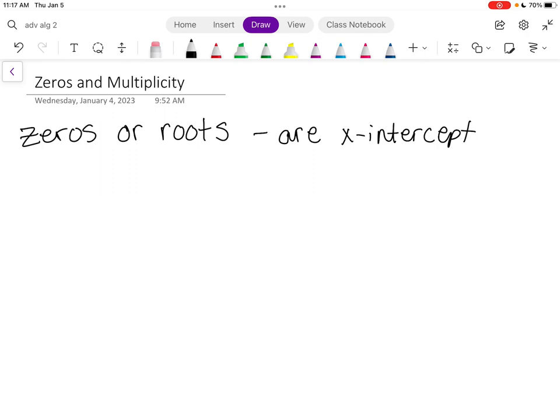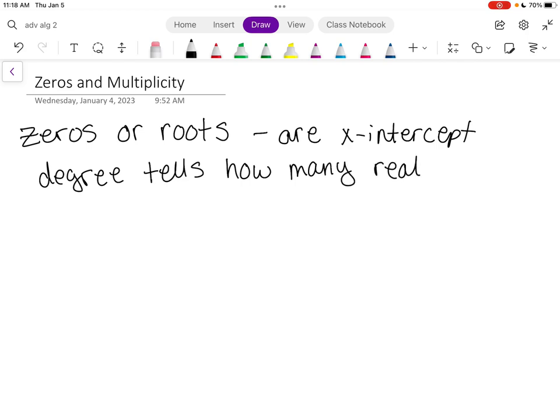root. Okay, the way to know how many possible zeros you can have will be from the degree. So the degree of your function tells you how many zeros you could have. Well, it tells you how many real zeros anyways. No, it doesn't tell you the real zeros. It tells you how many zeros, roots the function has.